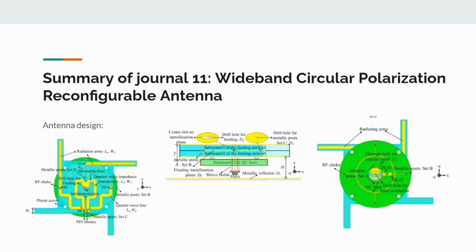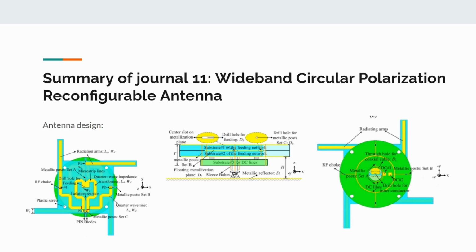So our chosen article is article 11, or journal 11. This is the summary of journal 11, a wideband circular polarization reconfigurable antenna. This antenna has a compact structure which consists of three substrates stacked together by four plastic screws, as shown here. Four planar radiating arms and a feeding network are printed on the upper two substrates, and the DC biasing line is printed on the bottom substrate.